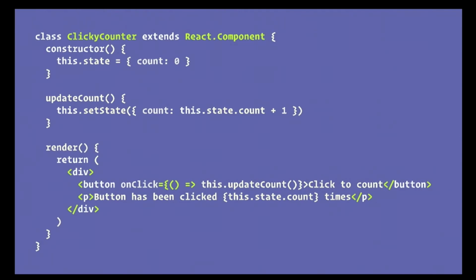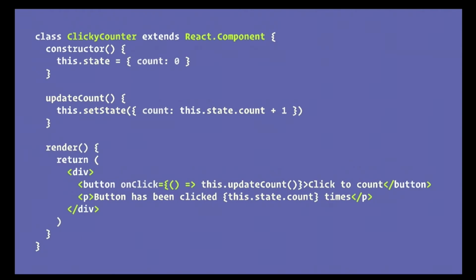So we couldn't here just say this dot state equals 10. We need to use the setState method. And in this case, we're increasing the state count by 1. And the reason we have to use setState is because that's what React listens for when it needs to update and modify the data.